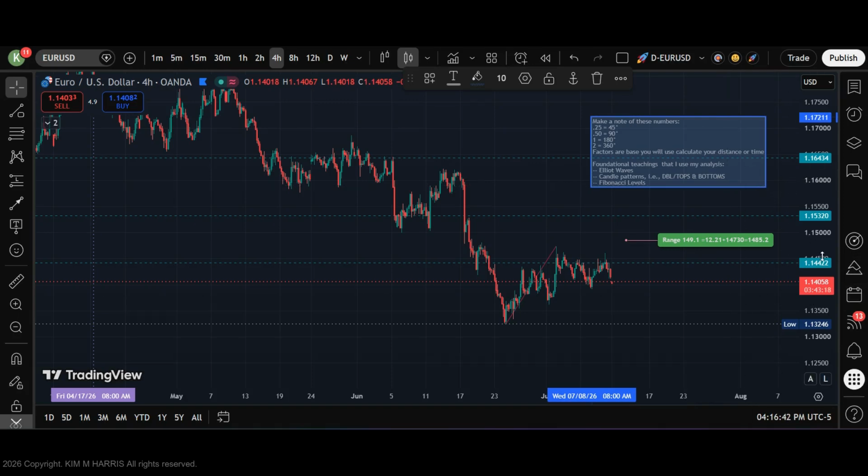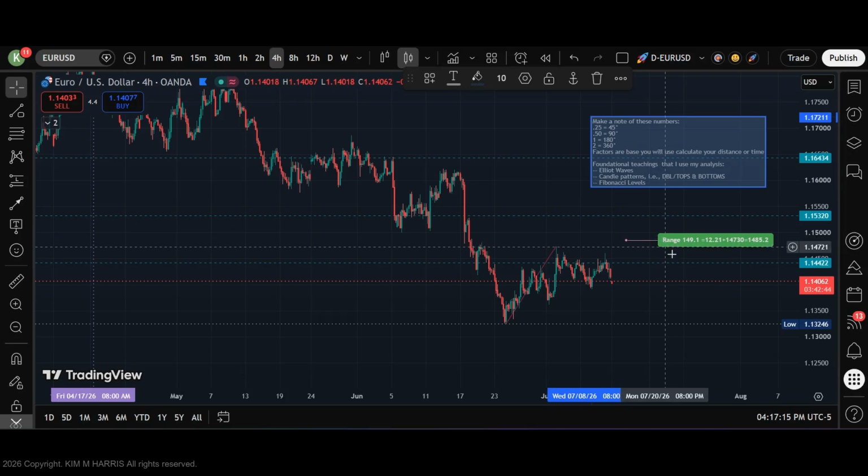Right now, let's do a quick math problem. We've got a range of this low to this high. This range is equal to 149.1. It took 35 bars to get there, and on the 4-hour chart, that's 7 days and 20 hours, as you can see. We will be using the range number, though. The price movement of 149.1 pips is what we'll be using in our calculation.